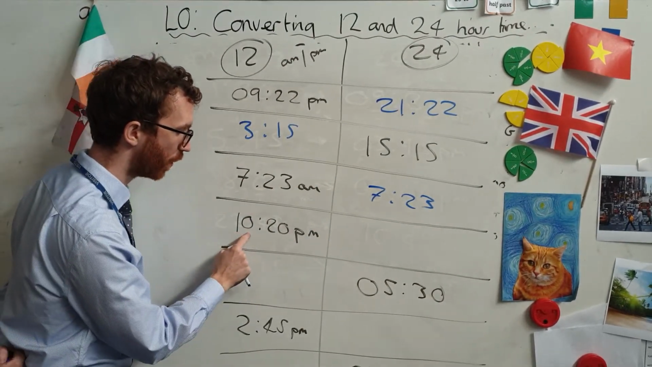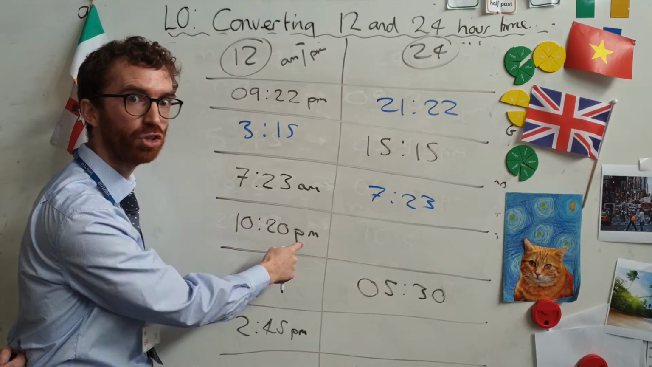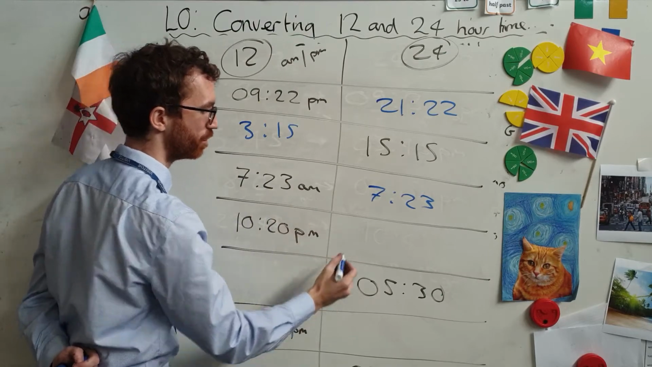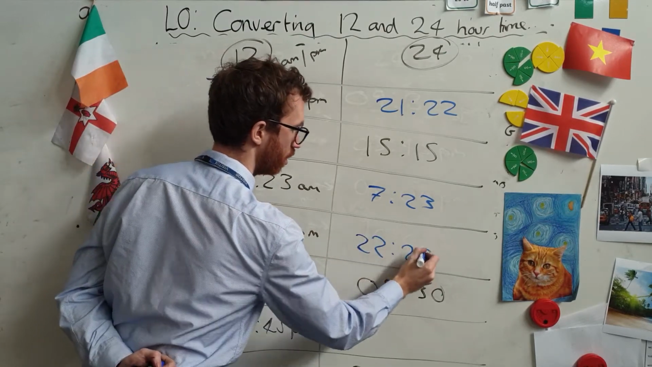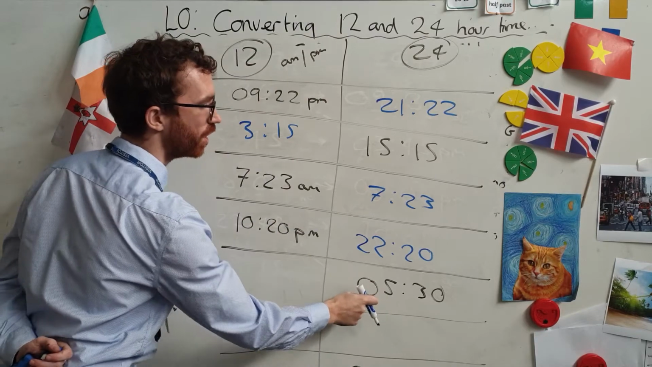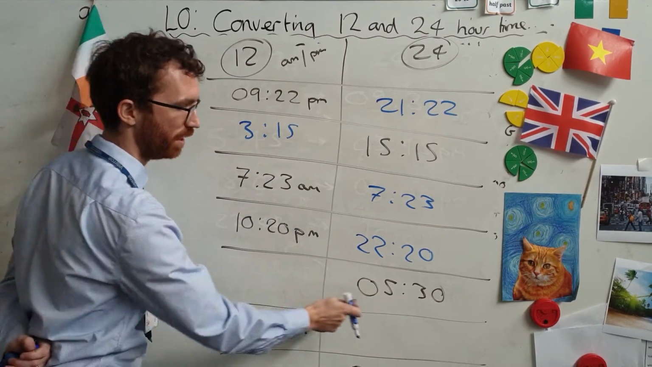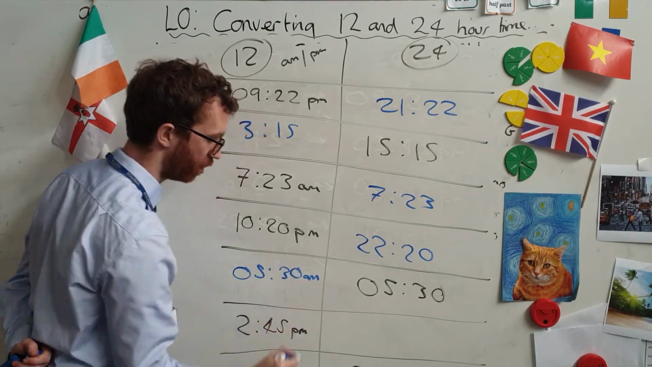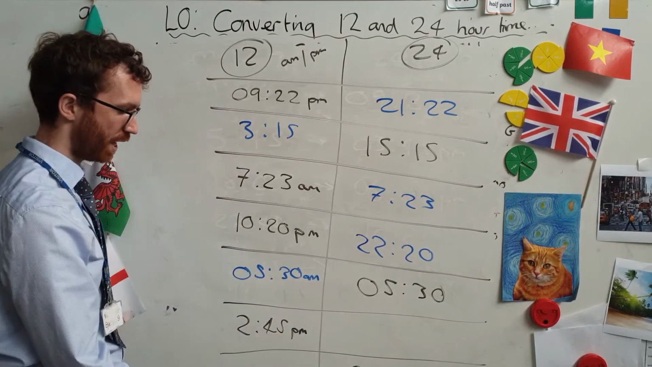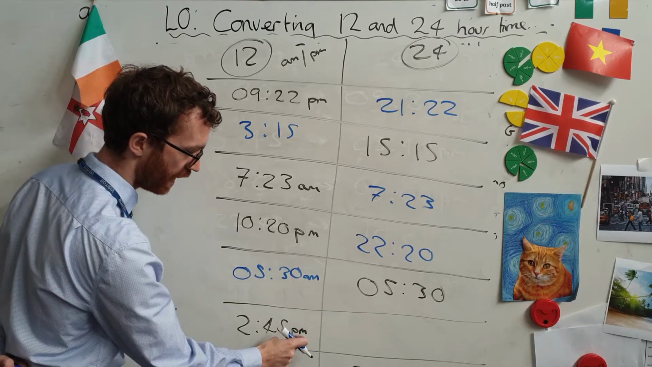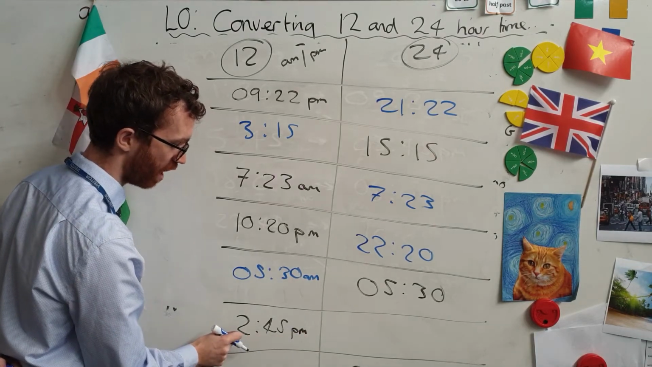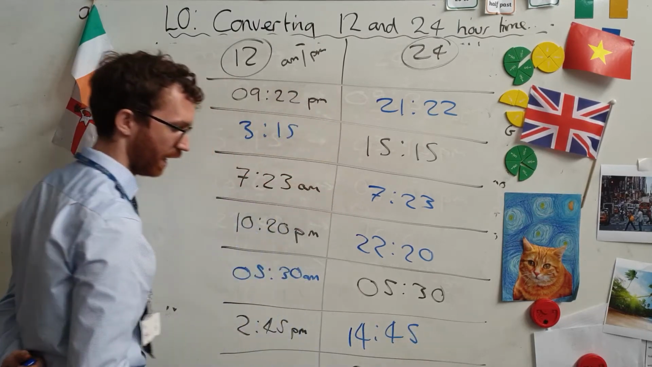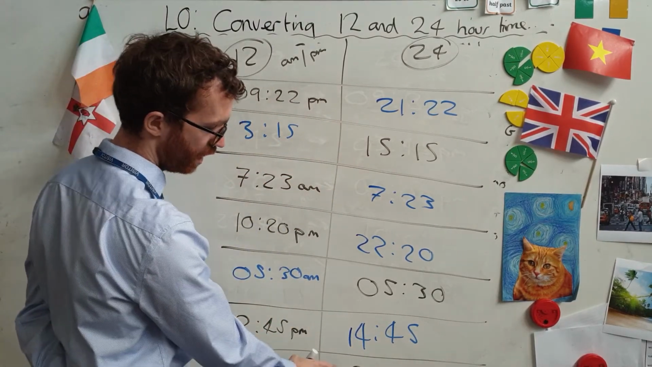This one, 10:20 PM. I know it's afternoon, I'm going to have to do something. From 12 to 24, add 12. So add 10, 20, add 2, 22, 20. 5:30 to 12-hour. Well, it's in the morning, so I'm just going to write the same thing and just say AM for morning. 2:45 PM. Okay, so it is PM, it's afternoon, so I'm going to add 10, 12, add 2, 14, 45.